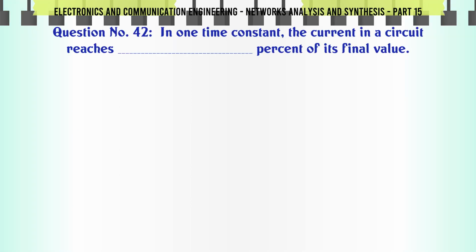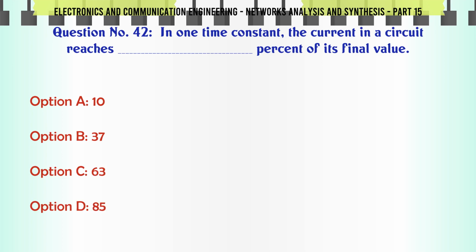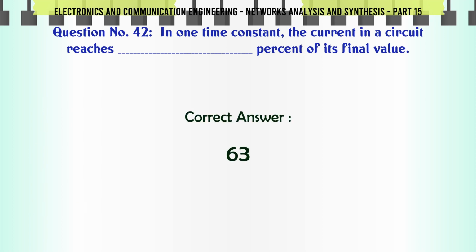In one time constant, the current in a circuit reaches what percent of its final value? A. 10, B. 37, C. 63, D. 85. The correct answer is 63.